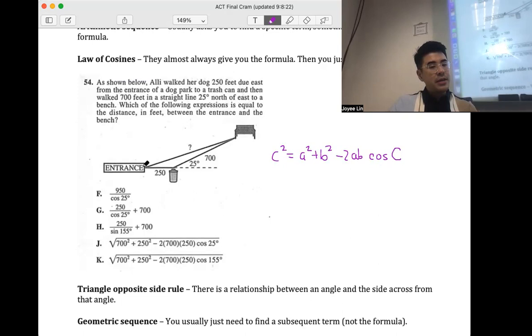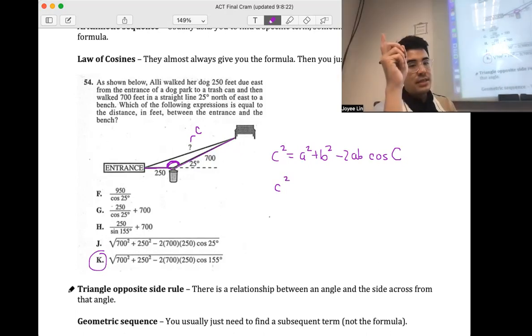But we use law of cosines on SAS triangles, right? This is a side-angle-side triangle. We're solving for this missing side. So this is my missing side c. Therefore, this is my missing angle. How much is my missing angle? 155, right? I have a side-angle-side, I have the missing angle. I can already figure out the answer to that one without even doing any work if I recognize the law of cosines. All right, law of cosines you use when you have side-angle-side or side-side-side triangles.